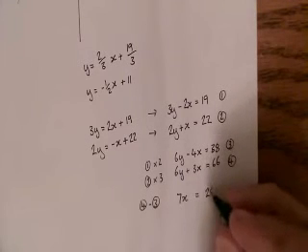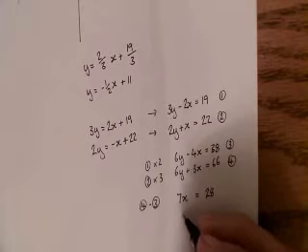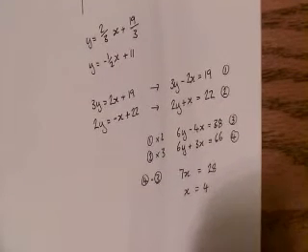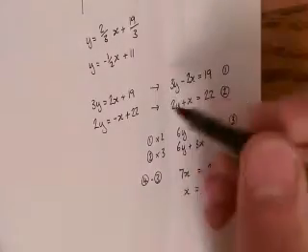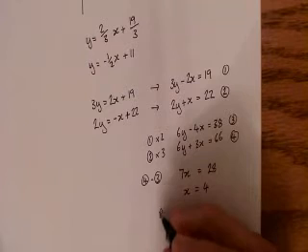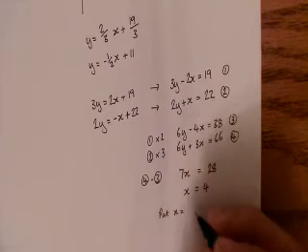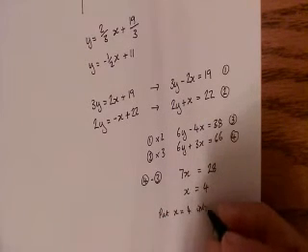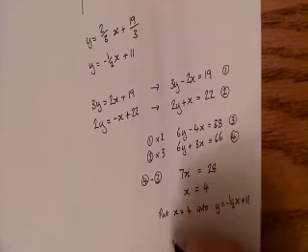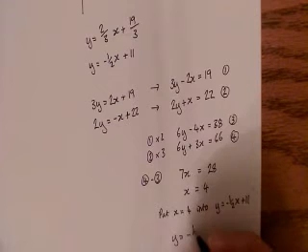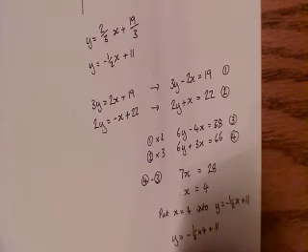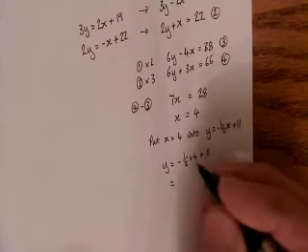Now, we can put that back in anywhere we like, but that looks like the easiest place to put it in. So we're going to put x equals 4 into y equals minus a half x plus 11. So that gives us y equals minus a half times 4 plus 11. Half of 4 is 2, so that's minus 2 plus 11. And so y equals 9.